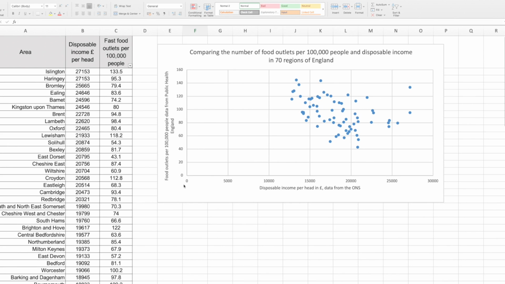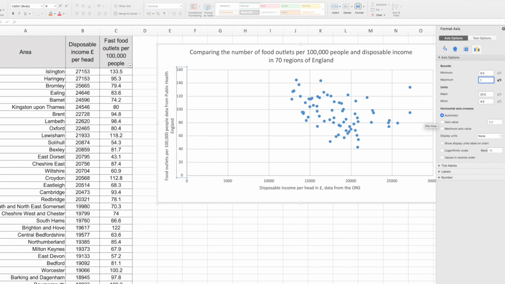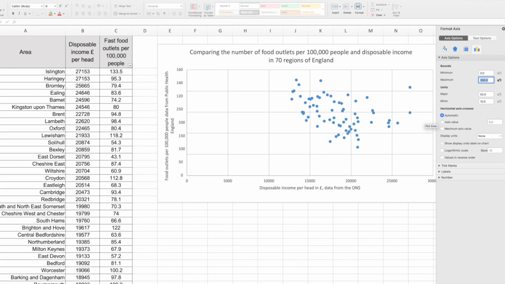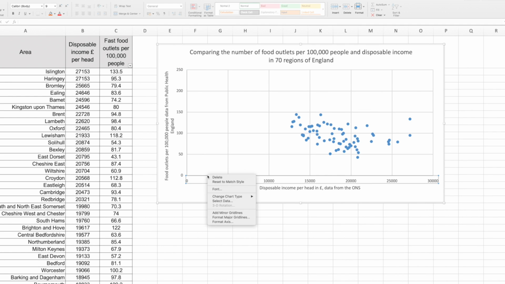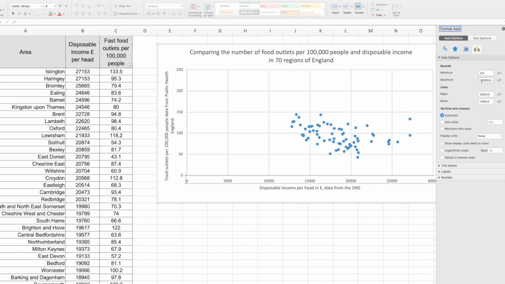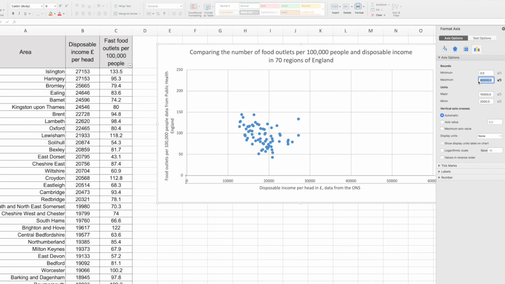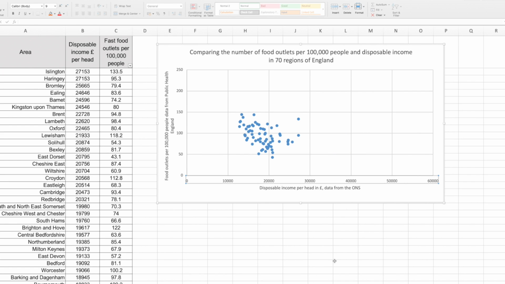The data points appear to be more spread out, but that's because the spreadsheet software has changed the scale of the horizontal and vertical axes, or the x-axis and the y-axis. So let's reset the y-axis. And let's reset the x-axis in the same way. And now the diagram looks like the original diagram, but with the outliers removed.